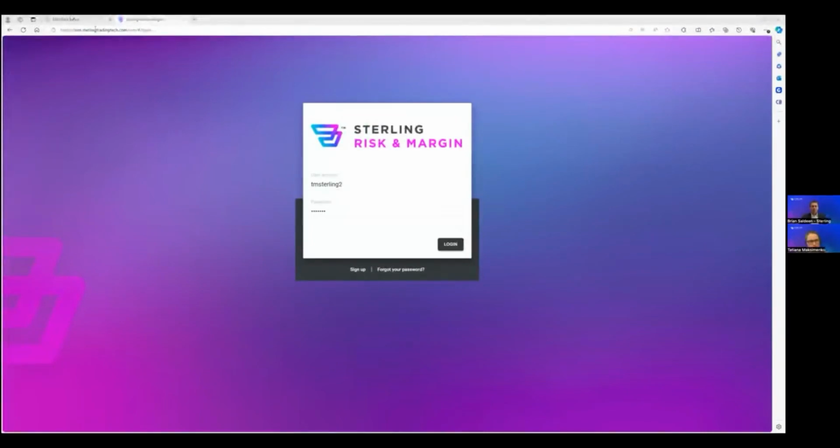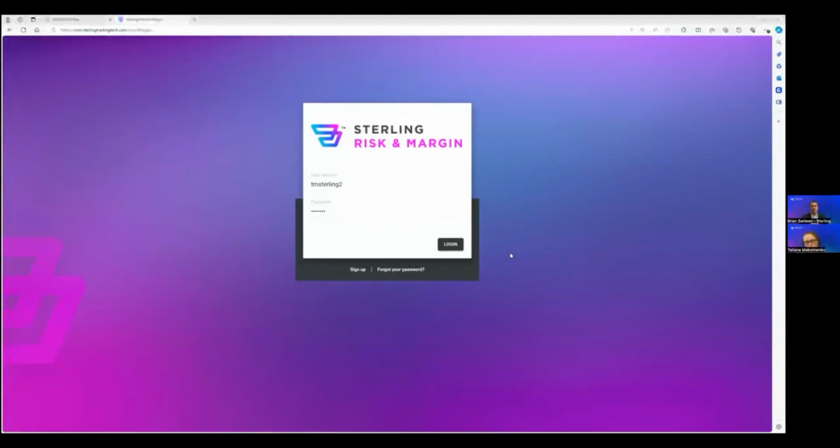So you can see that the web page is srm.sterlingtradingtech.com. SRM stands for Sterling Risk and Margin. So this is our GUI. As a client, you would not need to install anything. You can access this anywhere where you have internet access. You don't need VPN, nothing to download. You can access it literally anywhere with an internet connection.